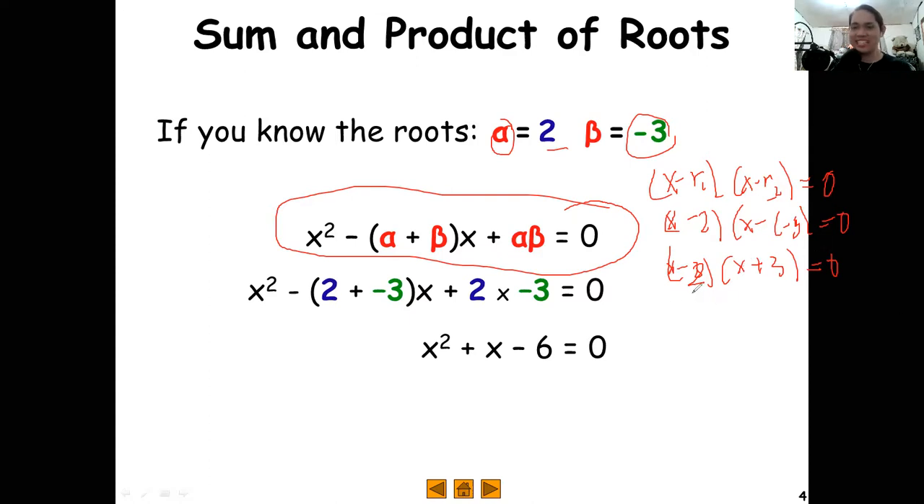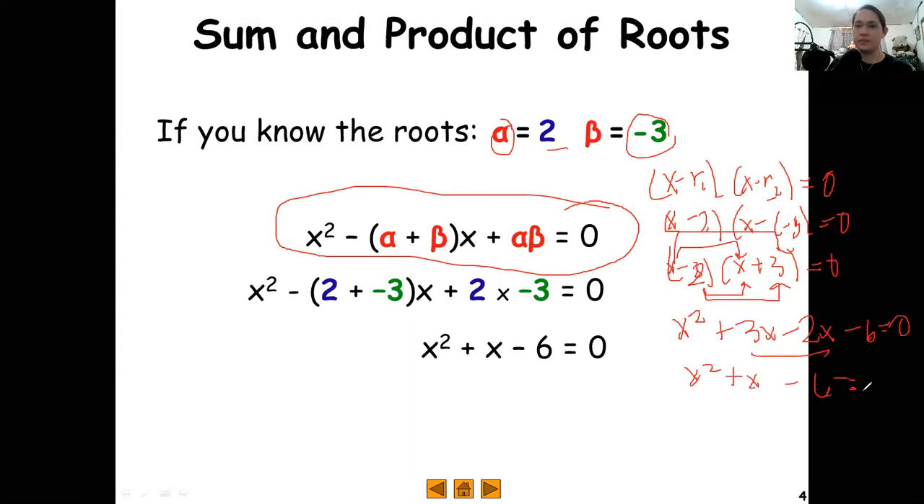So we will use the FOIL method in simplifying it. That gives you x times x using the FOIL method, x squared. Then you have x times 3, that gives you plus 3x. And of course, negative 2 times x will give you negative 2x. And negative 2 times 3 will give you negative 6 equals 0. So you have x squared plus, combine this one, x minus 6 is equal to 0.